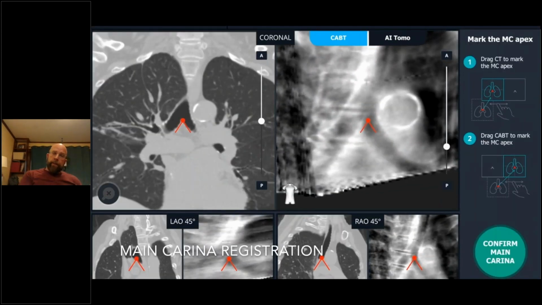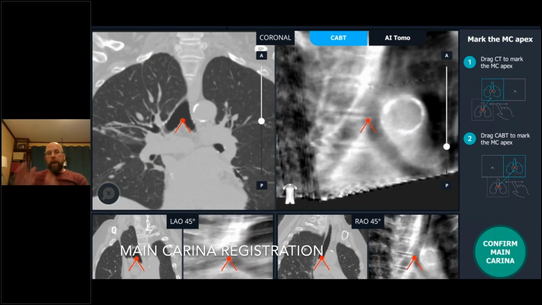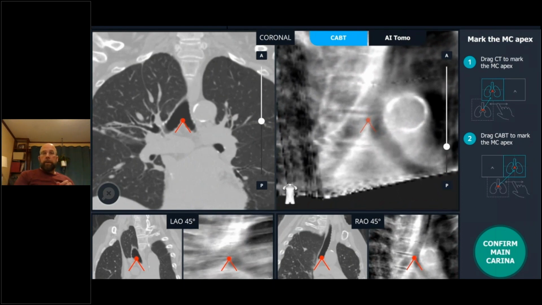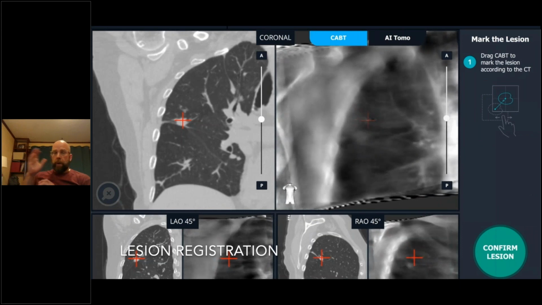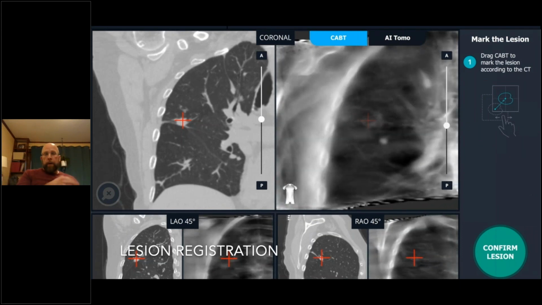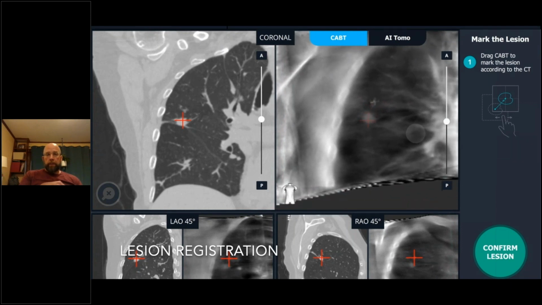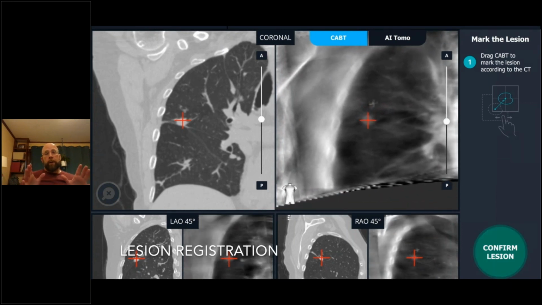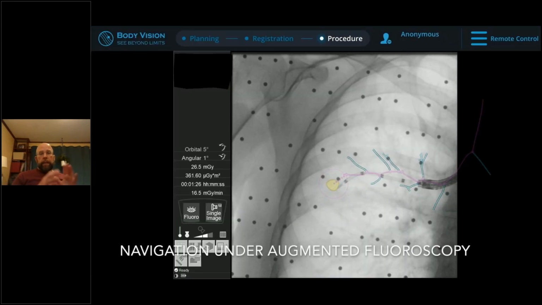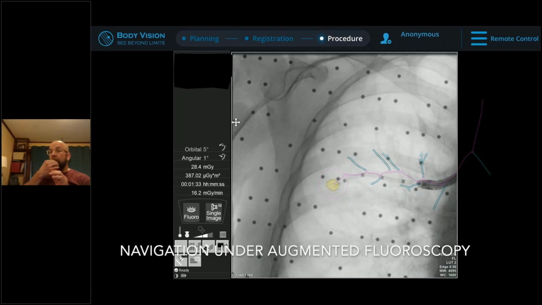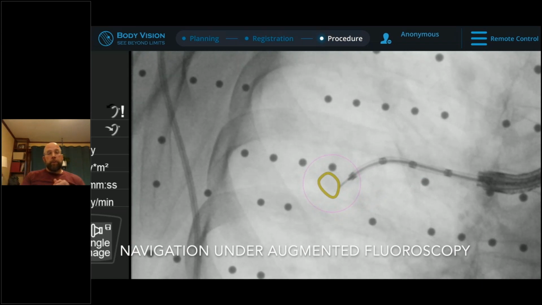Again, we lined up the main carina, and now we're lining up the main carina on the CABT, and we're getting our AI tomo. We're going to line up our nodule as well. So this is our second spin, focusing on the nodule. We line that up, and now we've got our target. Now our system's going to give us what we're looking for. We may drive out, and we may be able to get right on this. We may be very happy with what we see, or when we do our spin and confirm for tool and lesion, we may not like it. We may change what we're doing.